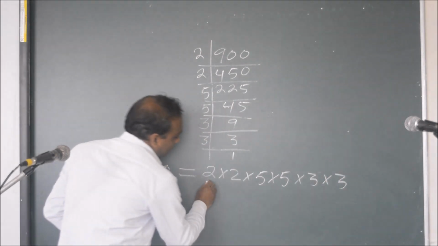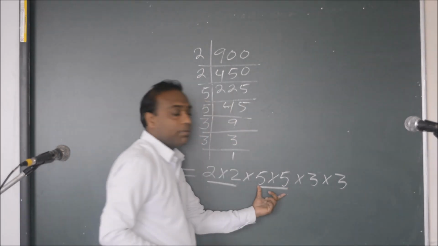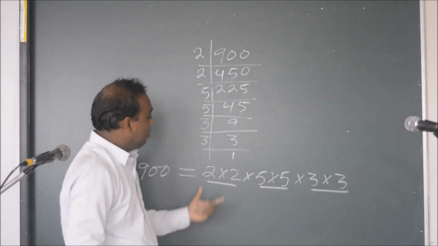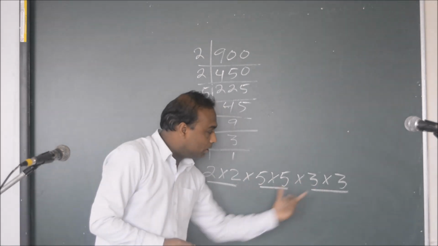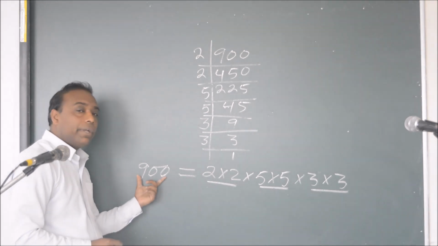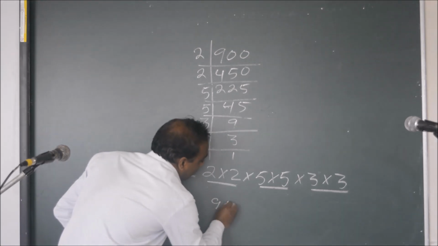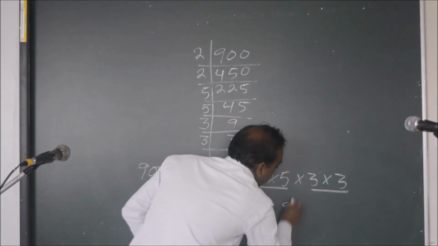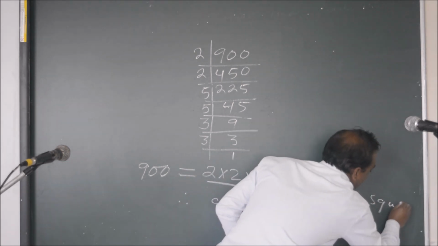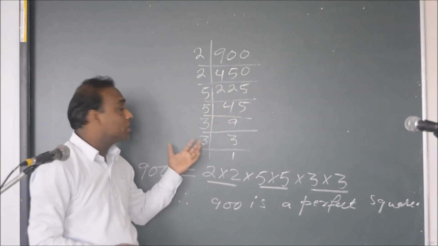Now make pairs. So this 2 is in the pair, this 5 is in the pair, and this 3 is also in the pair. So all the numbers whatever we have got here are in pairs. That is why we can say that 900 is a perfect square. So therefore again, 900 is a perfect square. So in this way we have completed these questions.